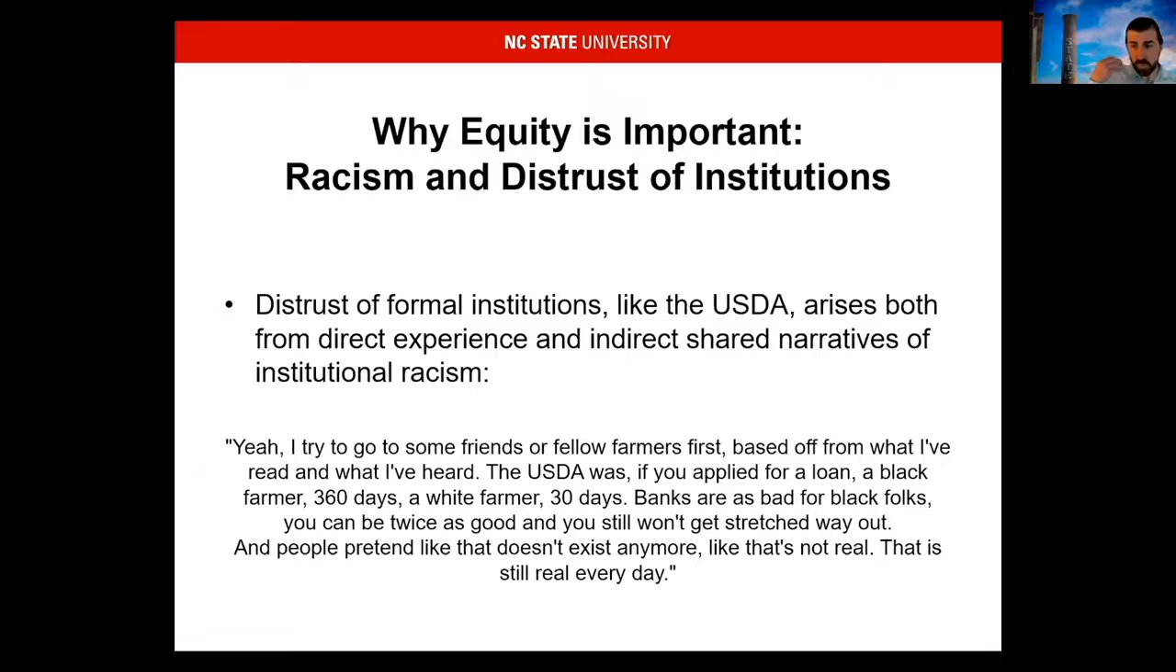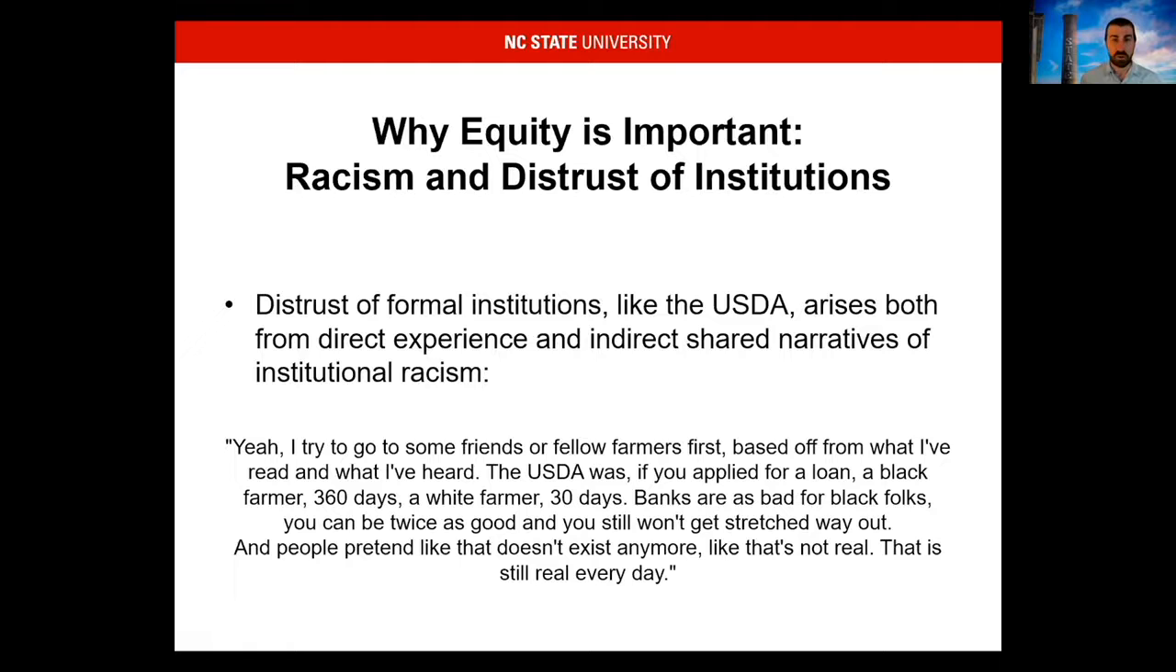So one example that we have, right, is of the USDA from the interviews, and one of the farmers said, "Yeah, I try to go to some friends or fellow farmers first based off what I've read and what I've heard. The USDA was, if you applied for a loan as a Black farmer, 360 days, and as a white farmer, 30 days. Banks are as bad for Black folks. You could be twice as good and you still won't get stretched way out. And people pretend like that doesn't exist anymore, like that's not real. That is still real every day," right?